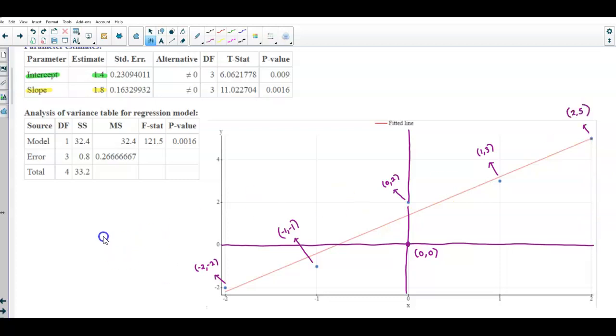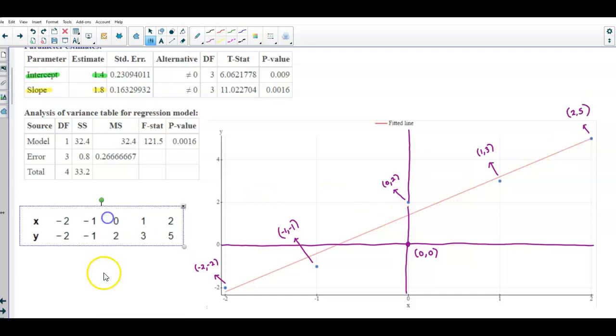Okay, let's verify our data set. So this is our data set. Here's (-2, -2), (-1, -1), (0, 2), (1, 3), and then (2, 5). So there is our scatter diagram with our points.